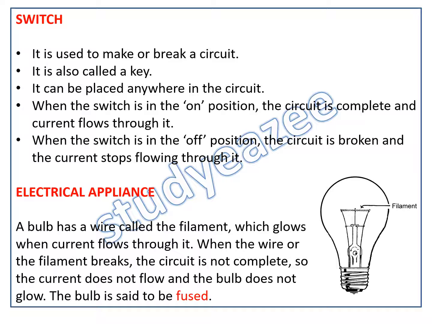An electrical appliance is another component of an electrical circuit. An electrical appliance such as a bulb has a wire called the filament which glows when current flows through it. When the wire or the filament breaks, the circuit is not complete, so the current does not flow and the bulb does not glow. The bulb is said to be fused.